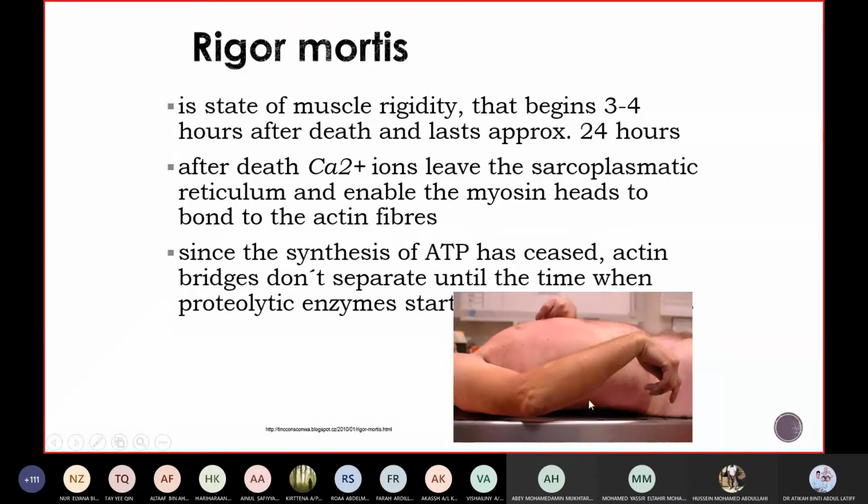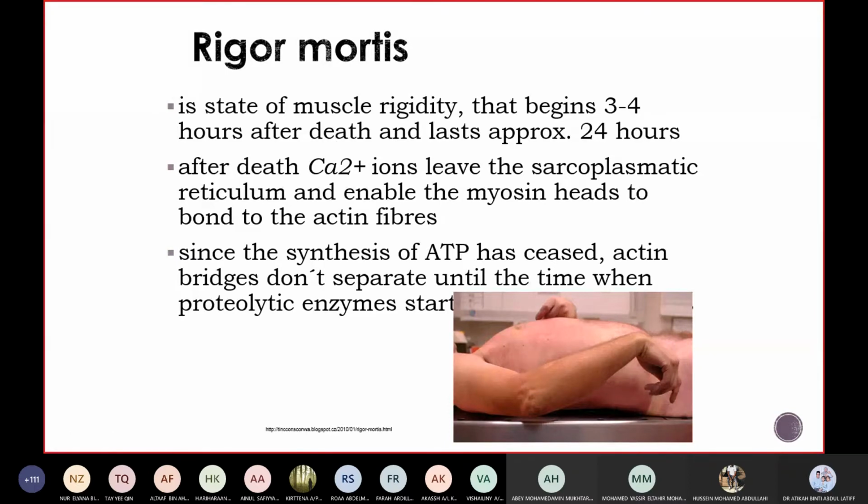So basically in the muscles, once death occurs, the calcium will go into the blood system. Okay, and causes the myosin and actin to bond with each other. Okay, so this causes the muscle rigidity, or all muscles to contract. So when all muscles contract, that's why the body will be found very rigid 3 to 4 hours after death. This is also used in forensics to determine the time of death.